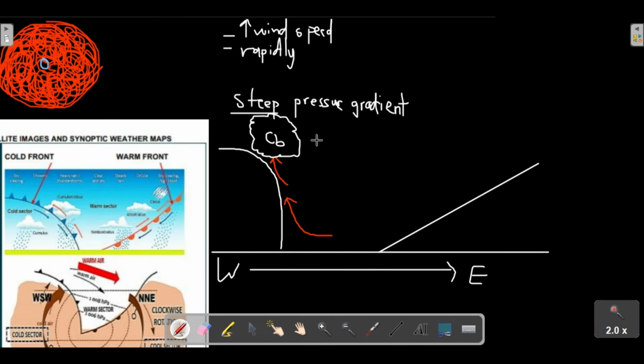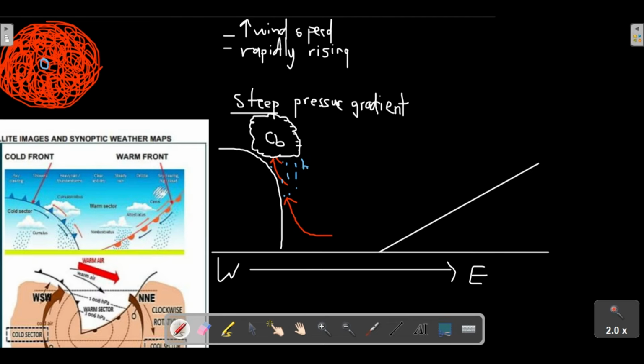And that's how you should describe how cumulonimbus clouds actually occur. You should mention the steep pressure gradient and rapidly rising air. If air is rapidly rising, that means a lot of moist warm air is rising up, and hence it tends to build up these tall cumulonimbus clouds, and it's associated with heavy rainfall. So you should be able to annotate everything there.